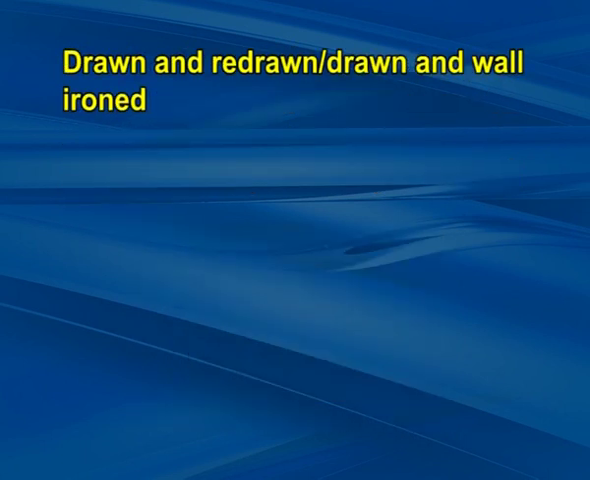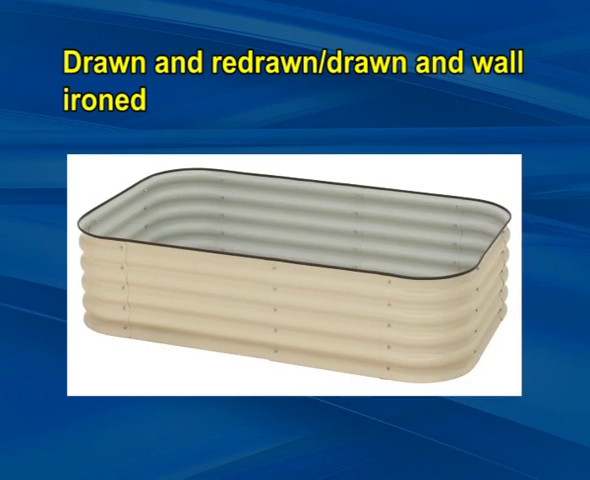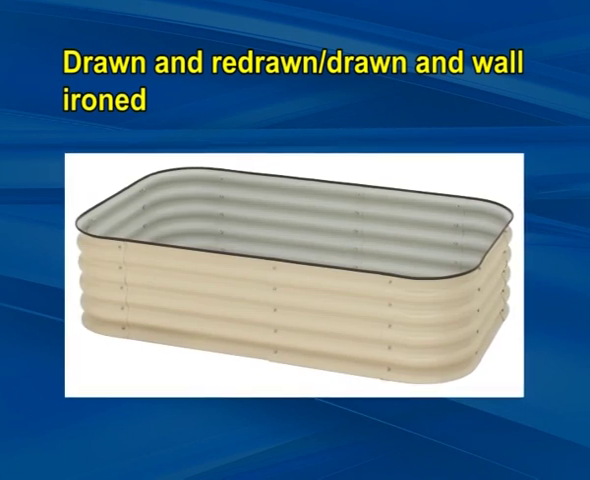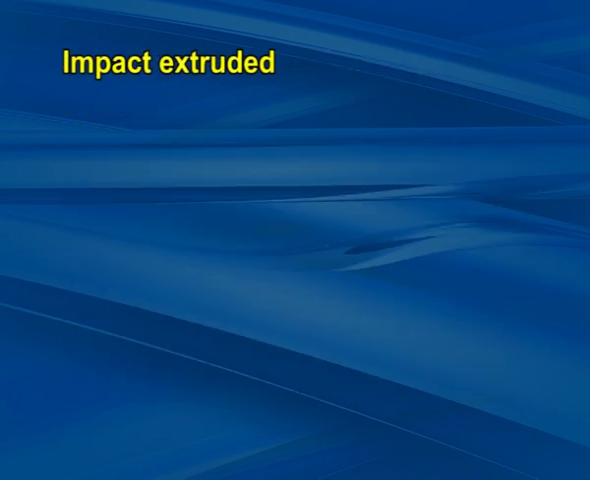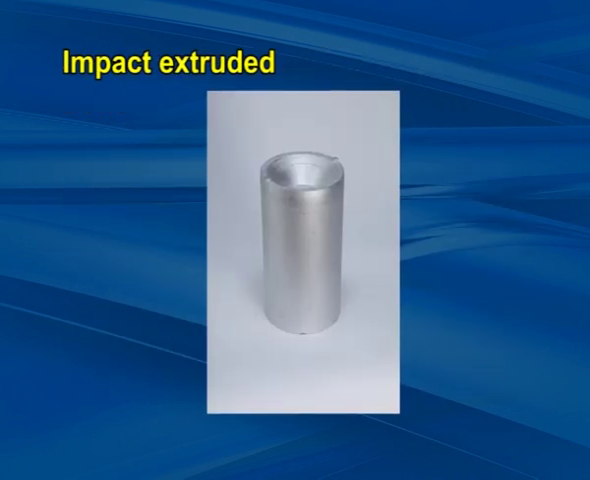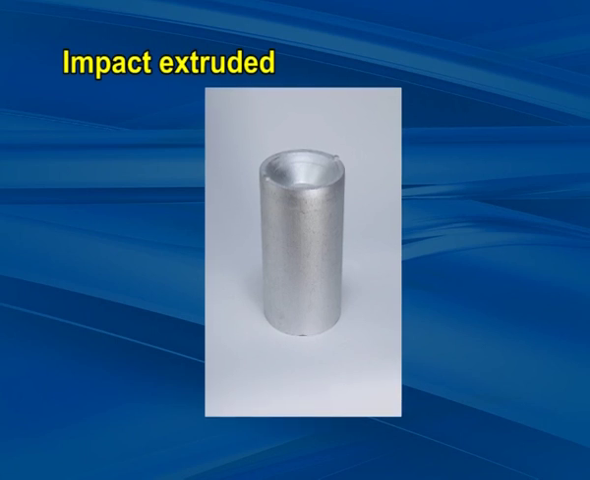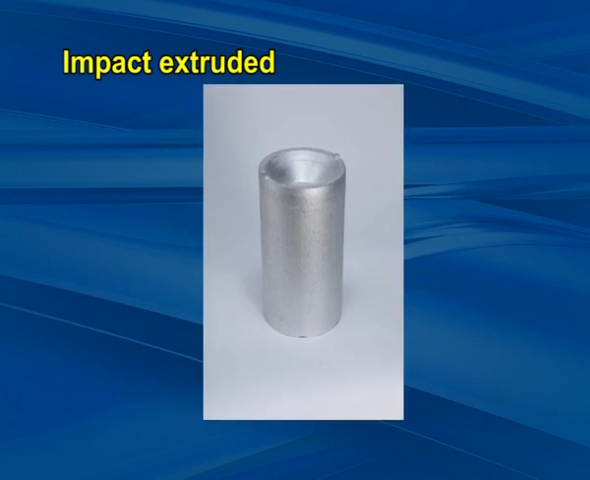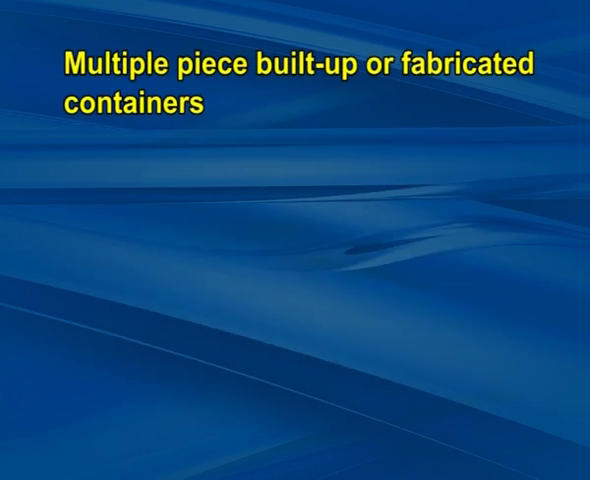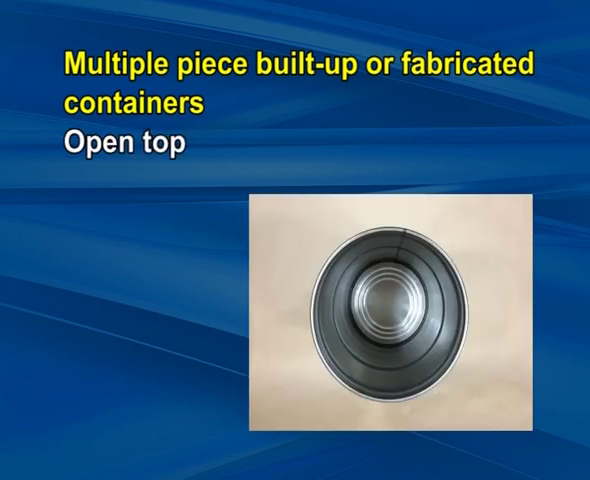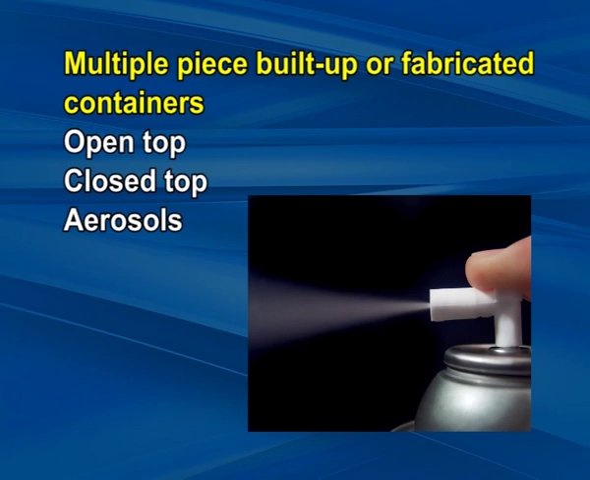Drawn and redrawn and wall ironed: deeper containers or more complex shapes can be produced either by drawing or redrawing or by a combined drawing and wall ironing process. Impact extruded: the impact extrusion process is used to produce open-ended collapsible tubes from softer material such as tin and lead. Number 2. Multiple piece built up or fabricated containers: open top, closed top, aerosols.